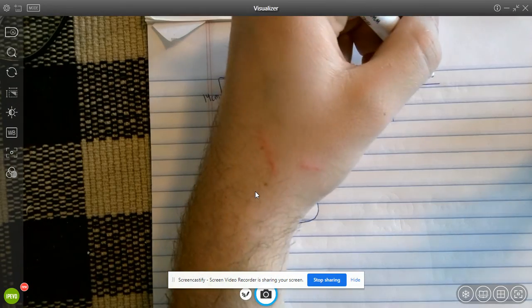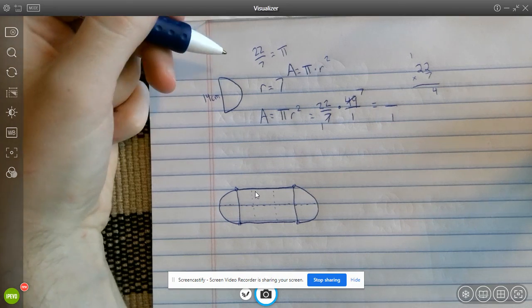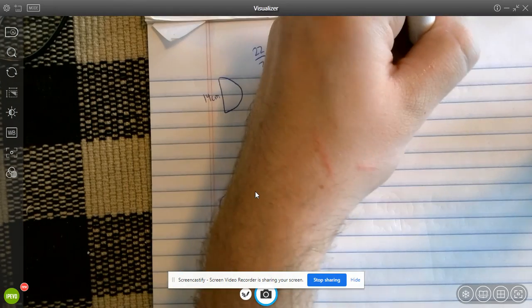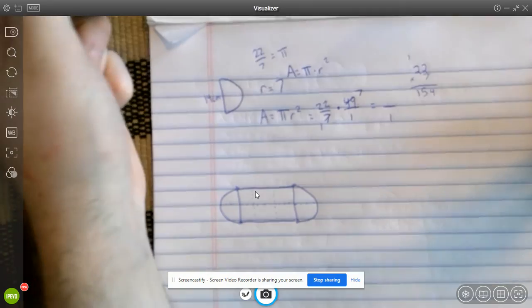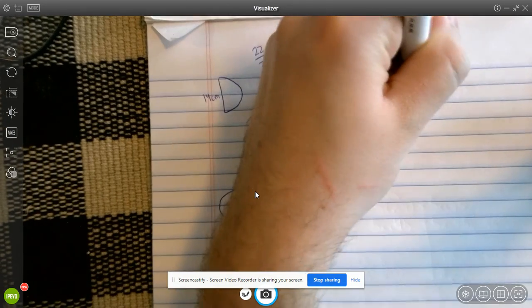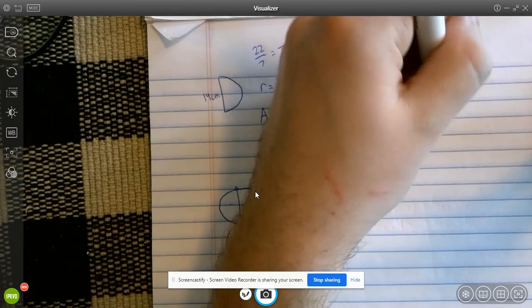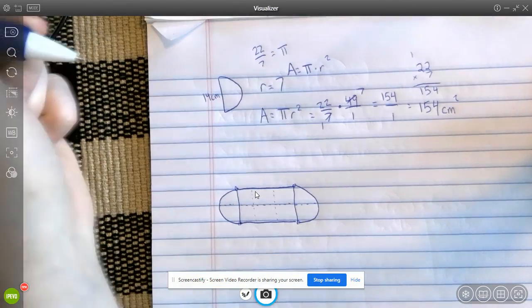So I'll show my work up here. 7 times 2 is 14. 7 times 2 once again is 14, but we have another one here. So we've got 154. So our answer for this problem is going to be 154 centimeters squared, because we are talking about area.